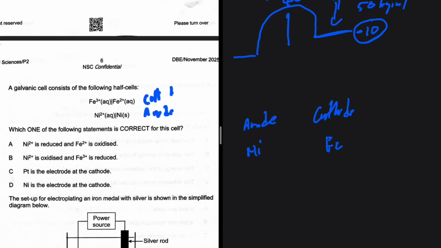And then C says platinum is the electrode at the cathode. At the cathode, we have Fe2 plus and Fe3 plus, which are both in aqueous solutions. So C makes sense for us to have platinum at the cathode, as it is inert. It does not really like to react. And then D says Ni is the electrode at the cathode. We've determined that not to be true. So the answer here is C.